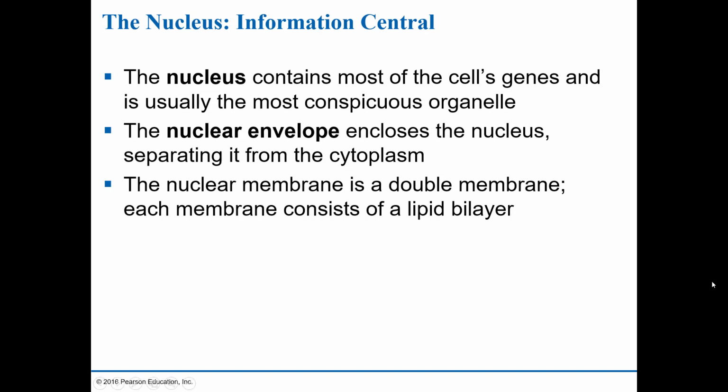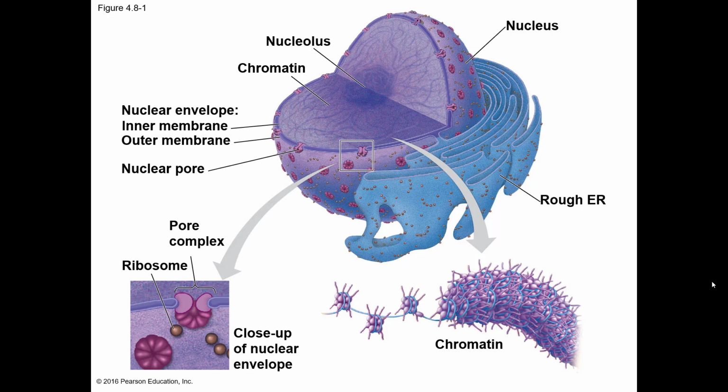Nucleus contains most of the cell's genes. It's usually the most conspicuous organelle. We saw that already. The nuclear envelope is what encloses the nucleus and separates it from the cytoplasm. And it has a double membrane as well, just like the plasma membrane has. So it has two membranes. Plasma membrane is just one, but each of those two membranes has a lipid bilayer. So I would just know nucleus has a nuclear envelope and inner and outer membrane. There's little pores on it which allow things to come in and out.